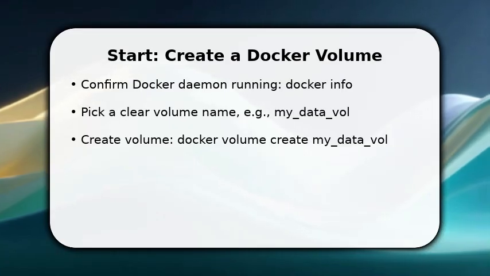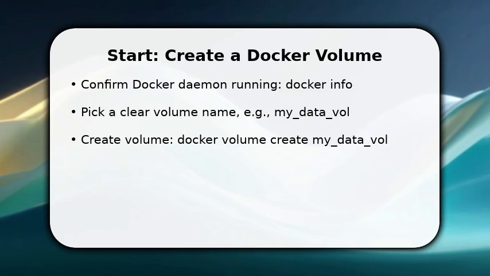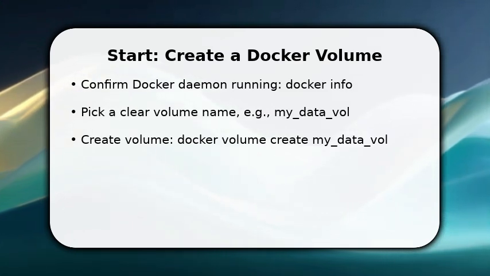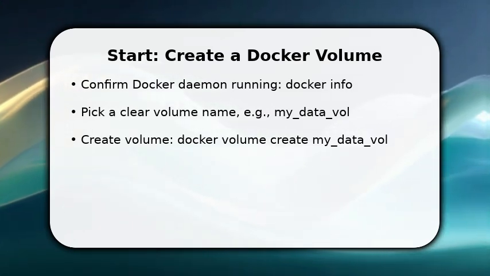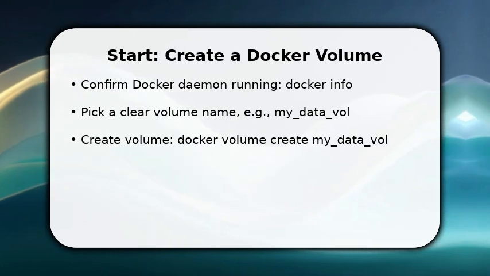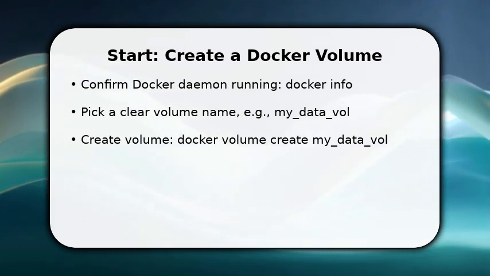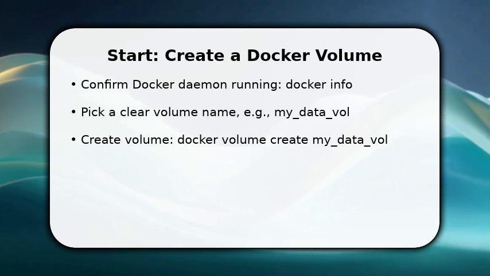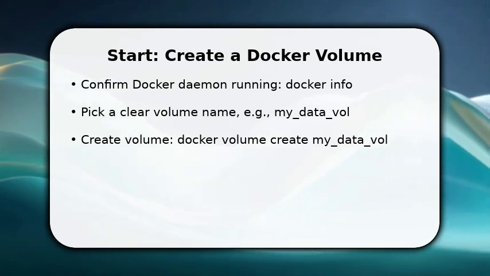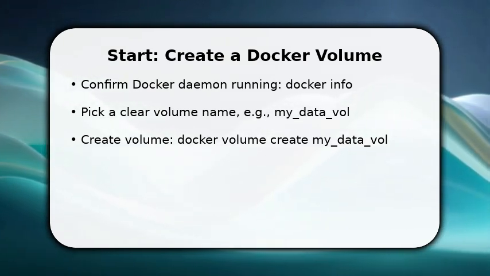You'll start by ensuring Docker is running and selecting a clear name for the volume so you can reference it later. Once done, run the command to create the volume. docker volume create my_data_vol. This allocates managed storage outside containers. You do this to persist data beyond container lifecycles.